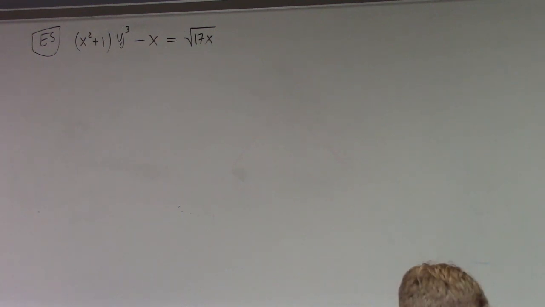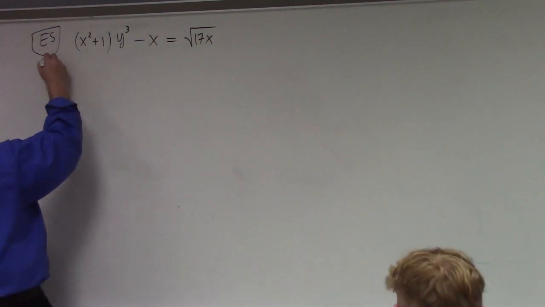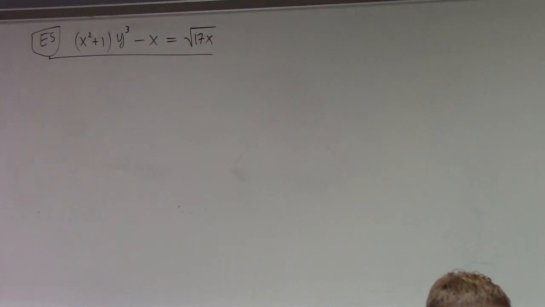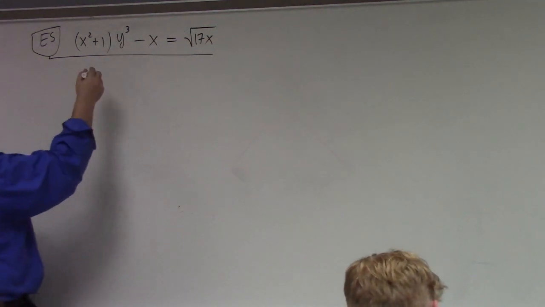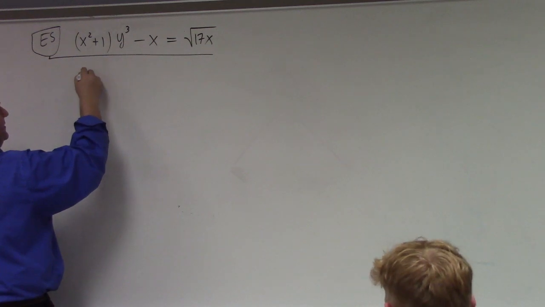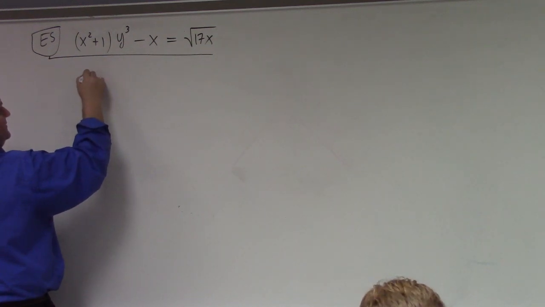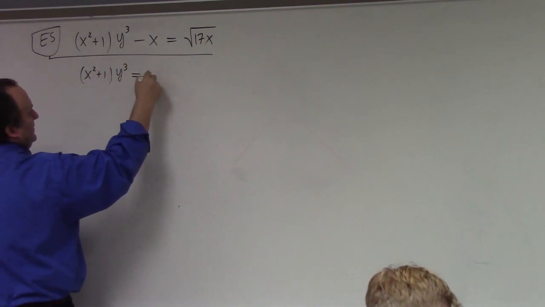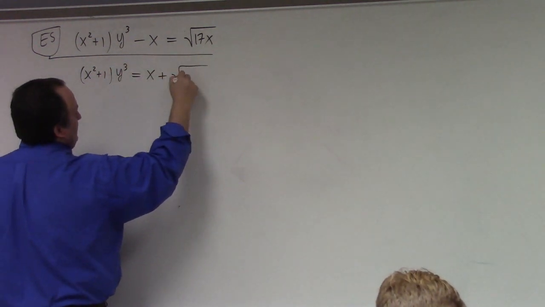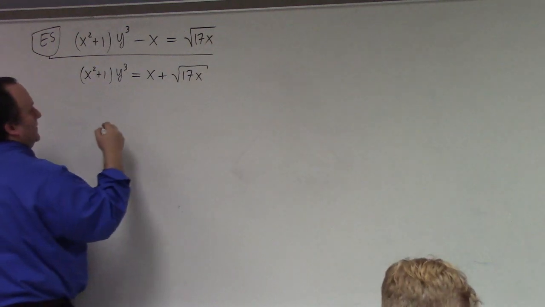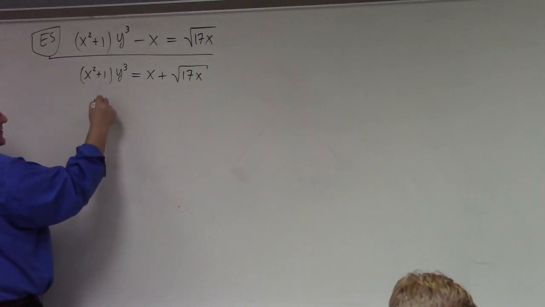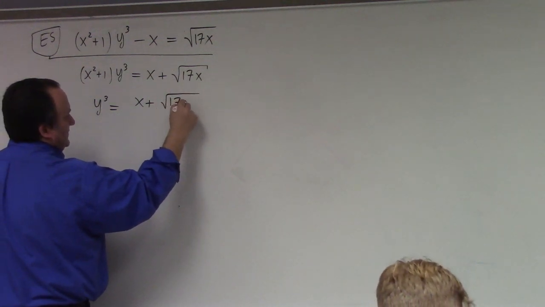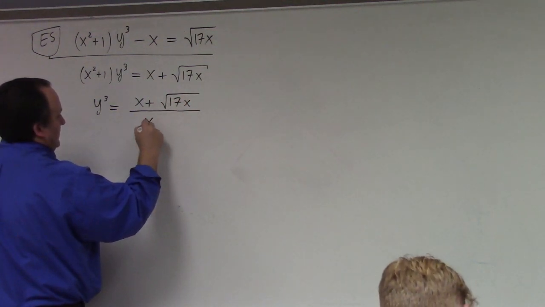Because it's odd. Yeah, you're not wrong. But we need to work it out. So solve for y. If we solve for y, we get x squared plus 1 times y cubed is equal to x plus the square root of 17 times x. So solve for y cubed. I've got y cubed is x plus the square root of 17 times x divided by x squared plus 1.